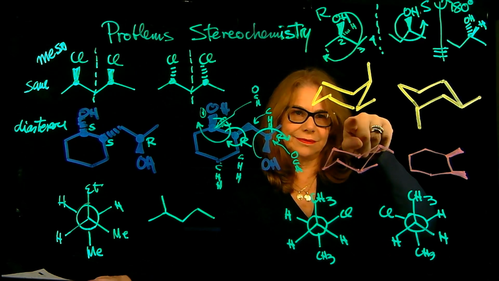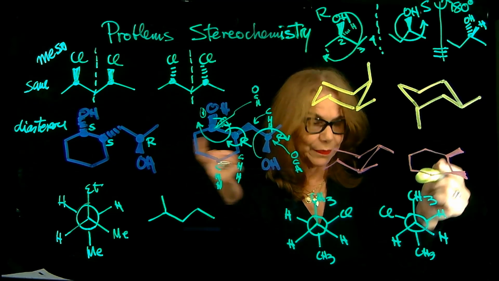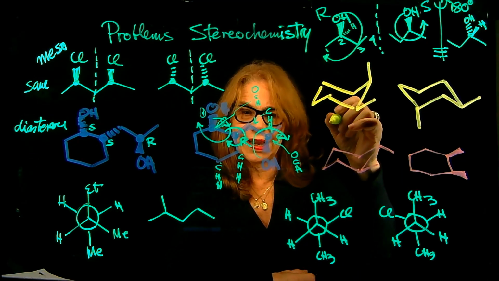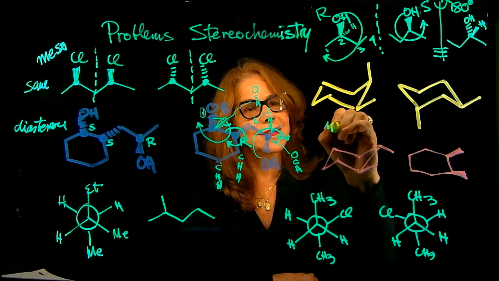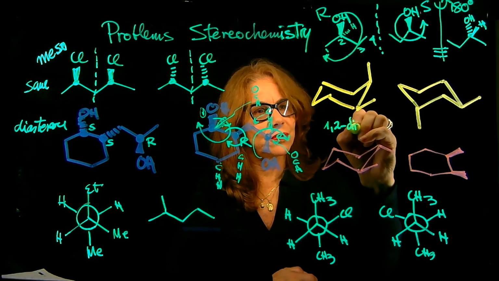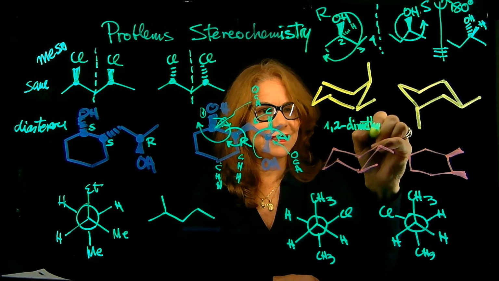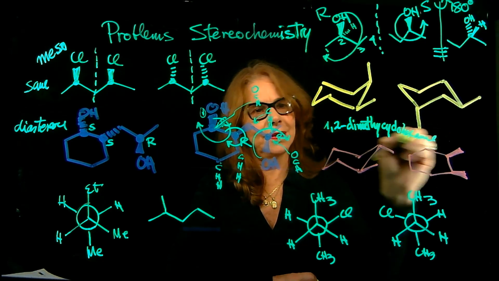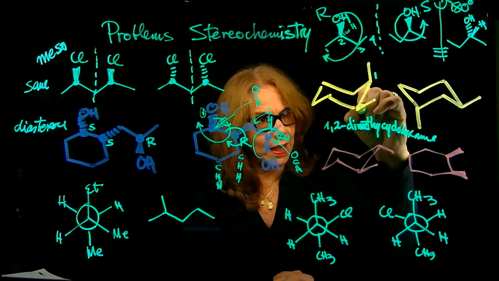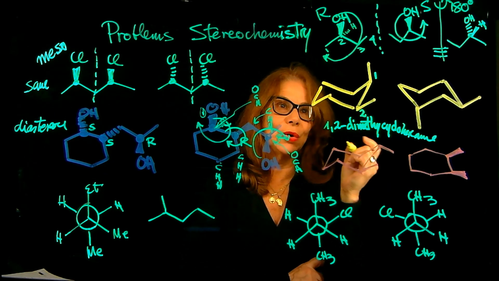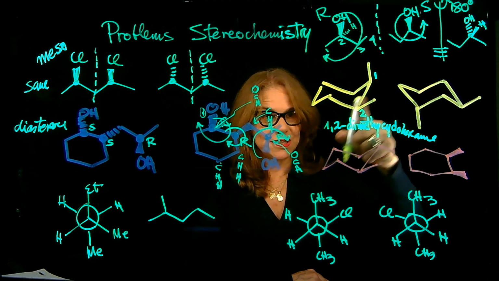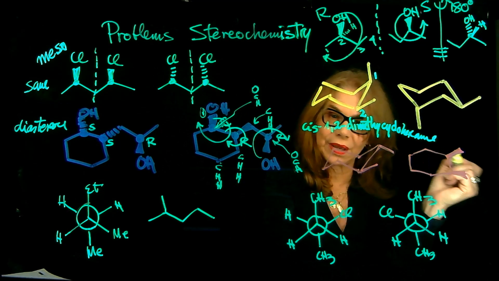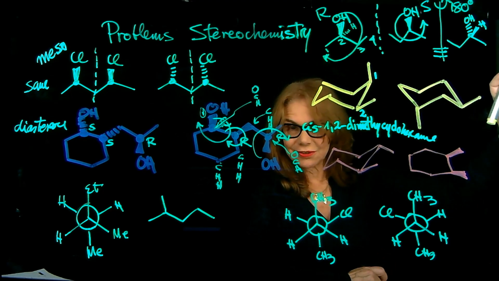Okay, now let's look at these chairs right here. The compound here, we're going to name it. It is 1,2-dimethylcyclohexane. I'm going to write it small to make room. It is 1,2 because of carbons 1 and 2. Not only that, this is pointing up and this is pointing up, so this is cis-1,2-dimethylcyclohexane.